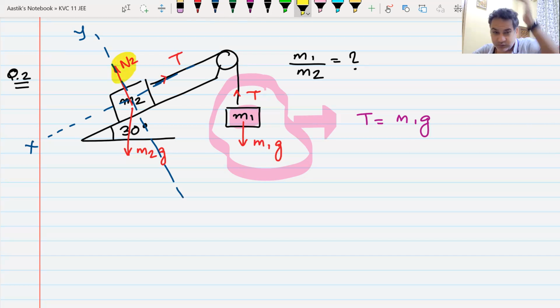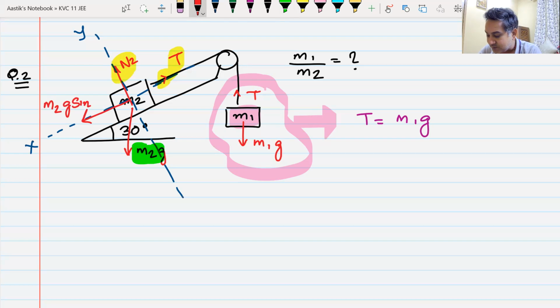Now once you see this, no problem with this N2 because N2 is coming along the y-axis. No problem with this T because T is coming along the x-axis. But there is a problem with this M2G, the weight of the body. The weight is not coming along either the x-axis or the y-axis. So what you have to do is resolve it into two components. And how do you resolve it? Just remember this. Whatever component comes along the x-axis is always M2G sine theta. Will you remember this? You must be knowing this. So this component will be M2G sine theta and this component will be M2G cos 30 degrees.